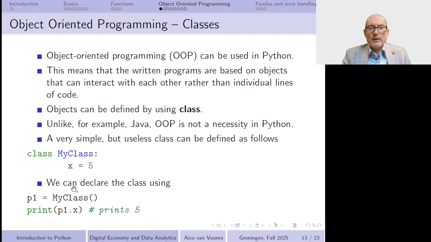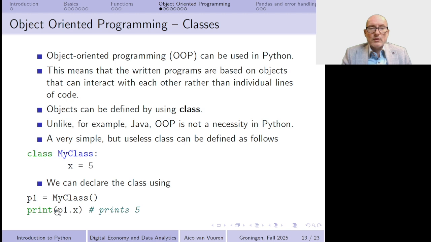The question arises, how can we declare an instance of this particular class? We can do that by simply writing p1. In this case, we have a variable p1, which is going to be of our class or object, MyClass. And we declare it by writing MyClass, and because there are no inputs into this class, we simply get these parentheses over here.